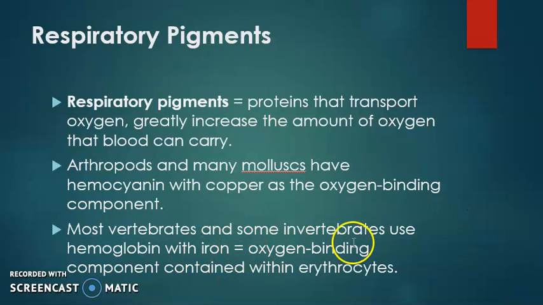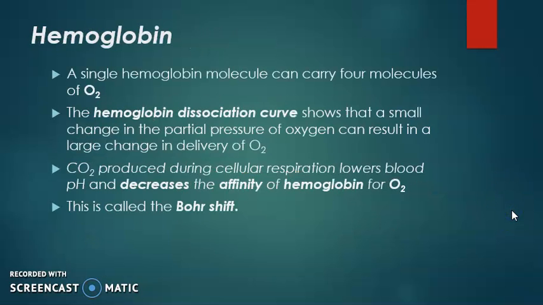Most vertebrates and some invertebrates use hemoglobin with iron, the oxygen binding component contained within the erythrocytes, the red blood cells. Of course, it increases the efficiency of oxygen carrying in those blood cells. A single hemoglobin molecule can carry 4 molecules of oxygen.